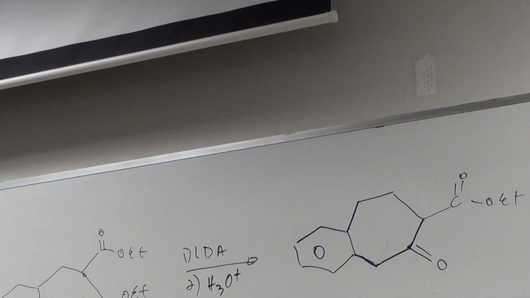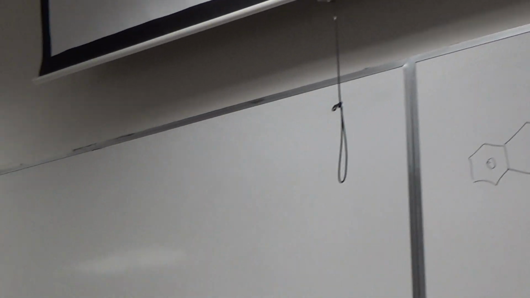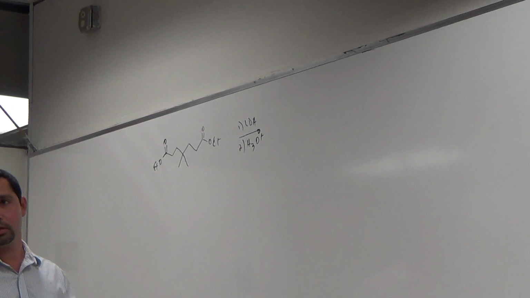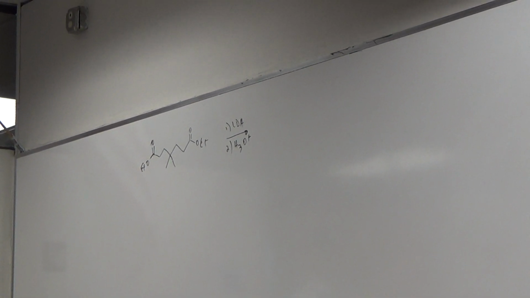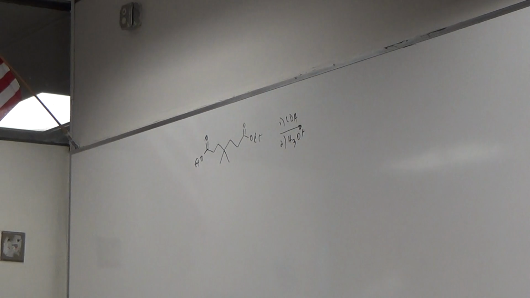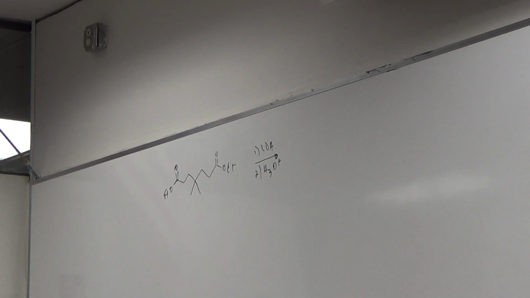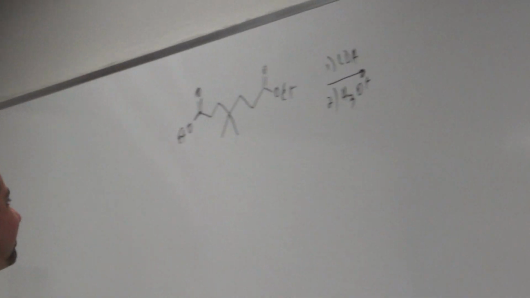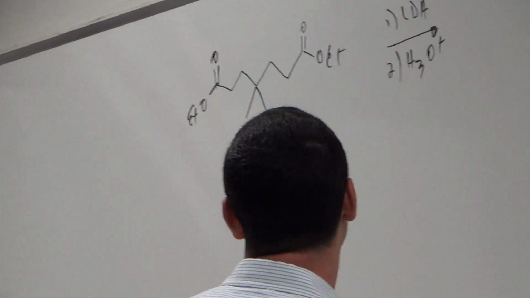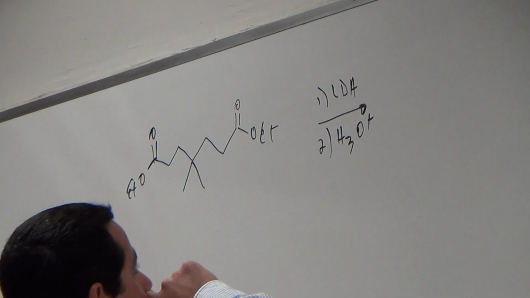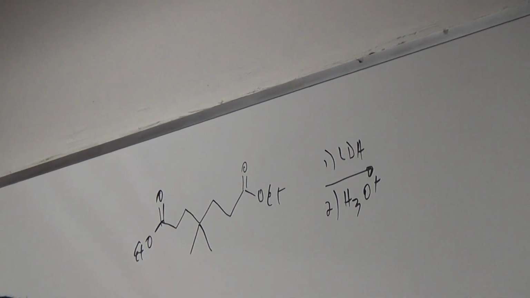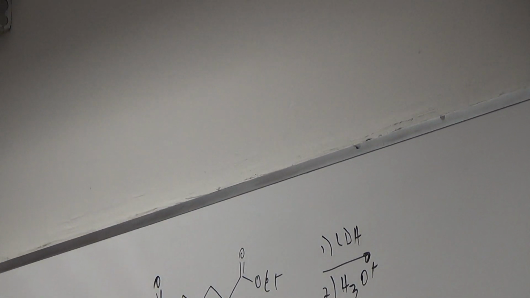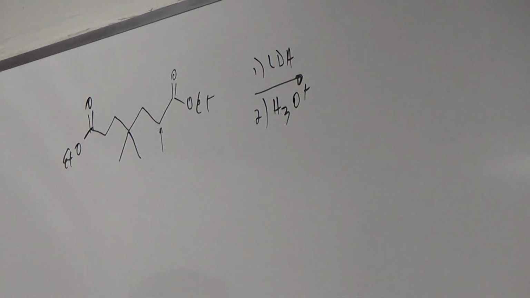This is once again, what type of cyclization is this? What's the name? Intramolecular cyclization. Yeah, but intramolecular cyclization has a name, yes. Dieckmann. How many member ring is this? Six. I have to find the alpha proton, either this one or this one. Which one do you want to do?